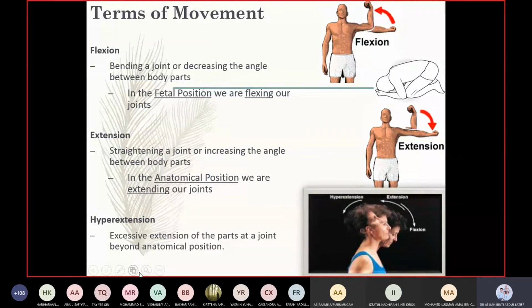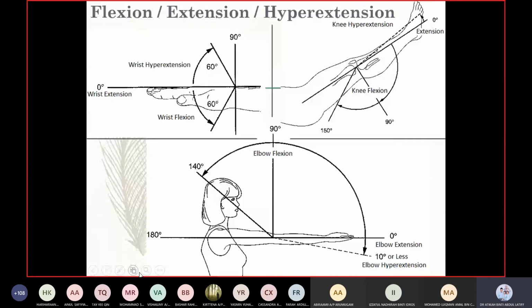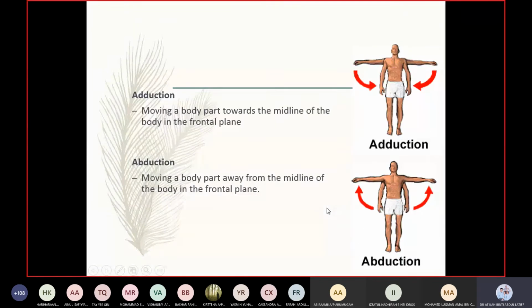Or beyond the anatomical position. So this is again an example of the wrist. Flexion will mean reducing the angle from the anatomical position. Extension would be at the anatomical position. More than the anatomical position, that would be your hyperextension. These are just examples of flexion, extension, and hyperextension.